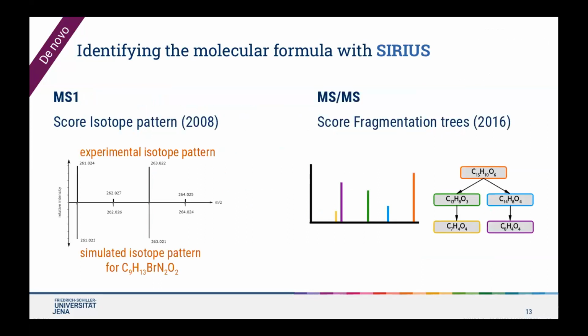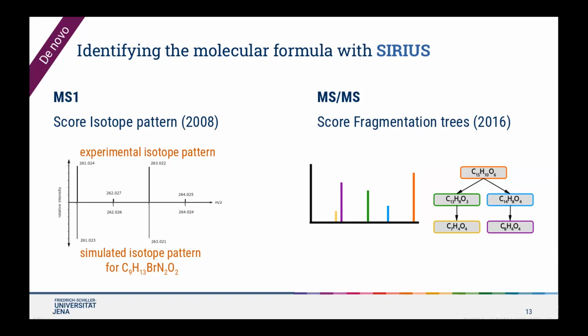We have two sources of information we use for that. One is the isotope pattern from the MS1 spectrum. So what Sirius does here is, for each of these candidates, it takes the molecular formula, simulates the isotope pattern, and compares it to the measured one in your MS1 spectrum. This then gives us a score we can use for ranking.